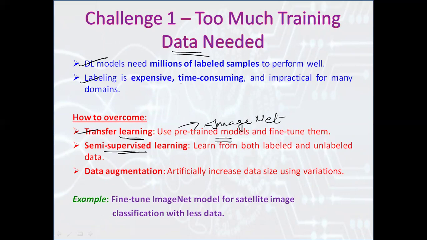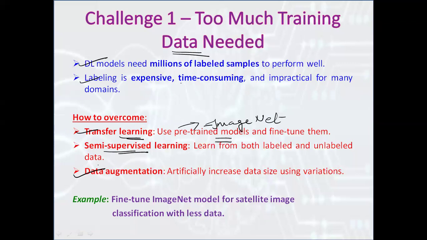Next, semi-supervised learning. Learn from both labeled data and unlabeled data. By training on a small labeled set and a large unlabeled set, models can still achieve high performance while reducing reliance on manual labeling.